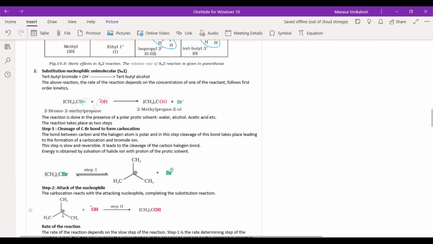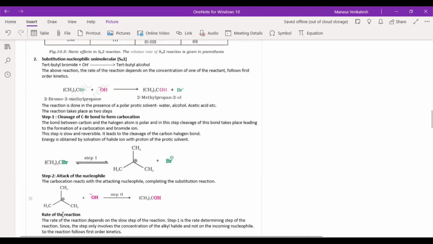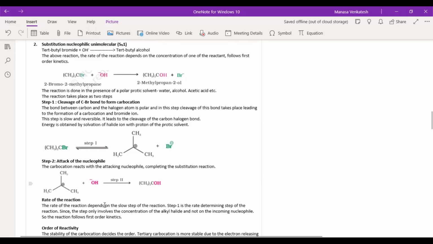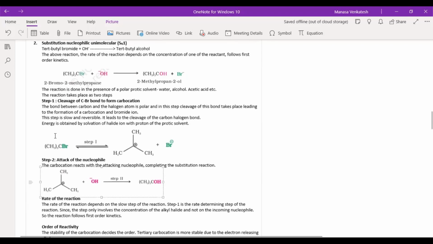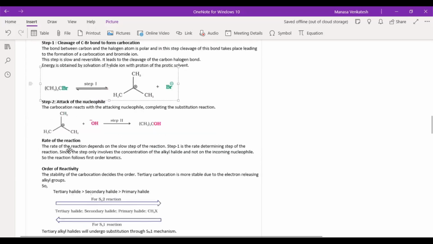It does not matter, and because of that, the bulky group thing does not affect that much in this case. So the rate of the reaction is dependent on this step because it's the slow step. So this is called the rate determining step. And in this step, you only have the alkyl halide and not the OH, the nucleophile. And because of that, this is a first order reaction because the rate of the reaction is dependent only on one of the reactants.